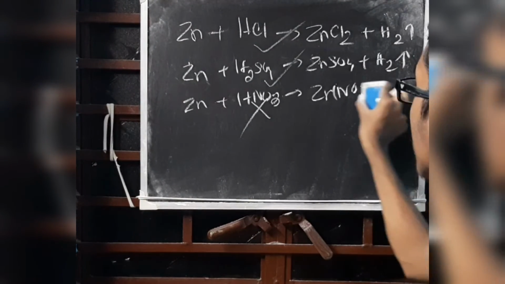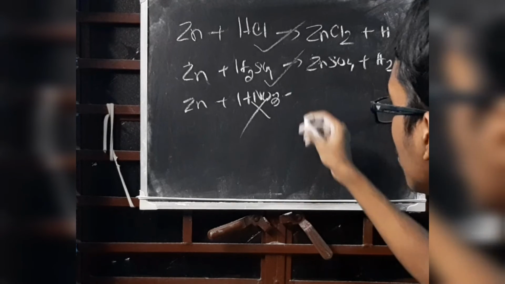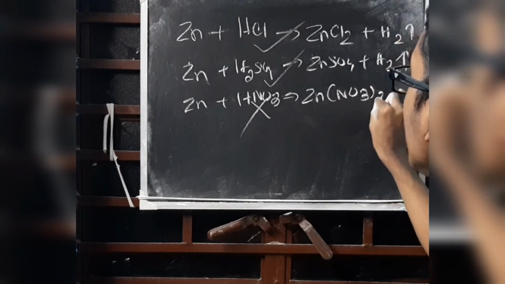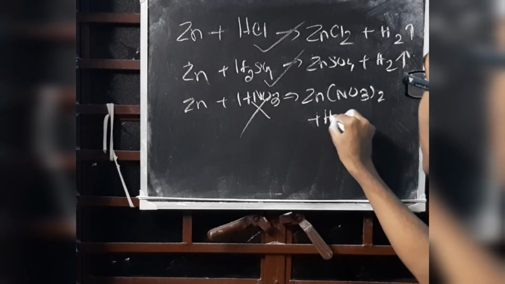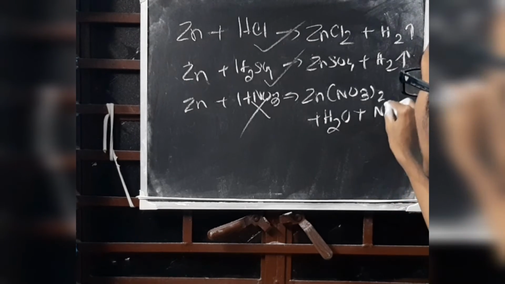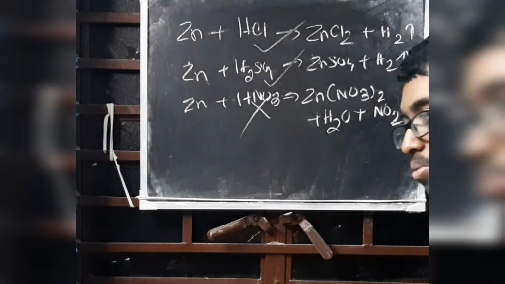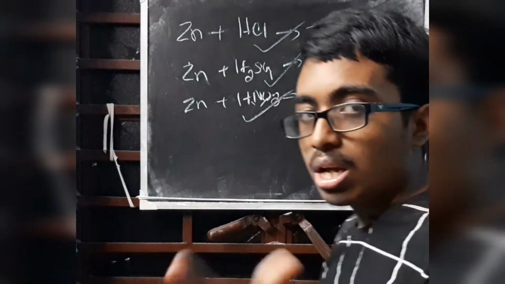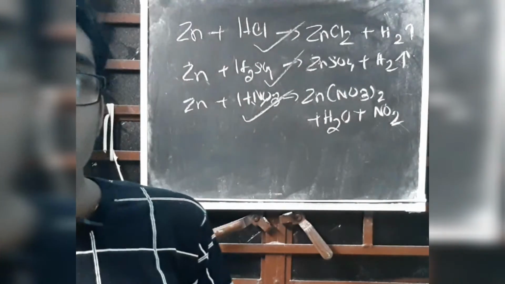Instead we will be getting Zn(NO3)2. What else are you going to get? Water. What else? NO2. Balancing it with these two, now it is a correct reaction. So hydrogen is not going to be released by HNO3.